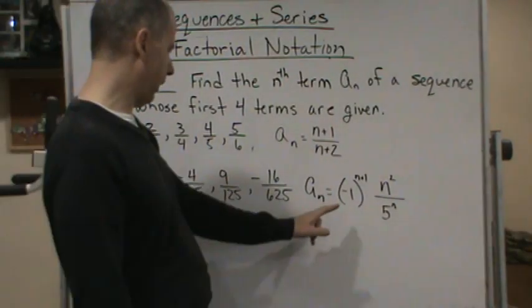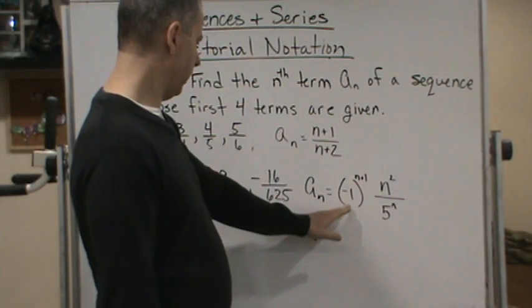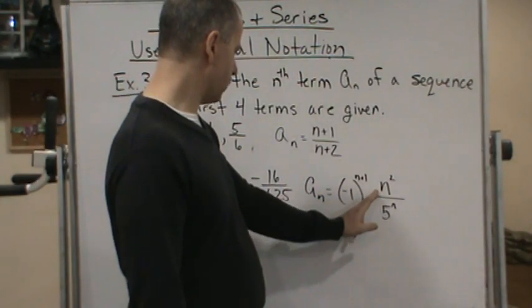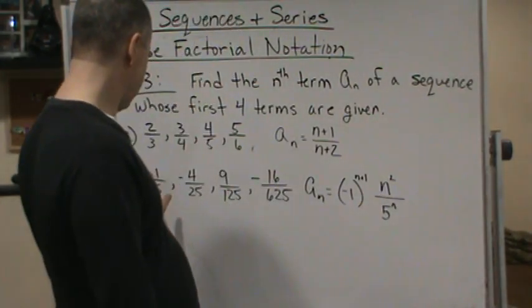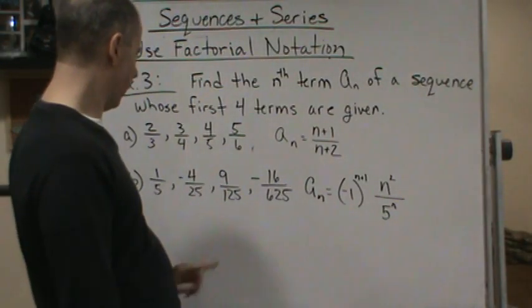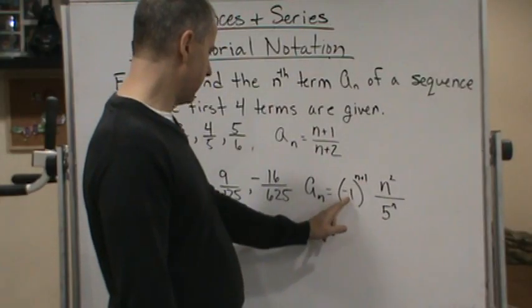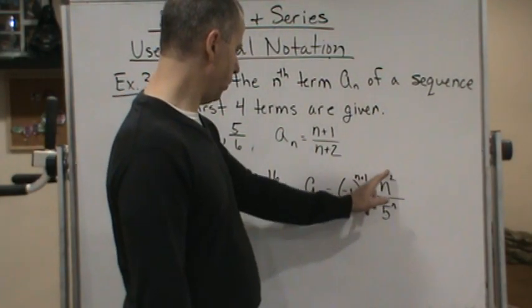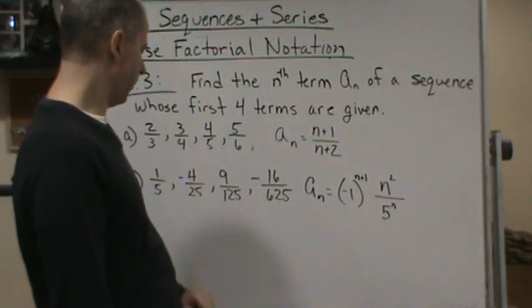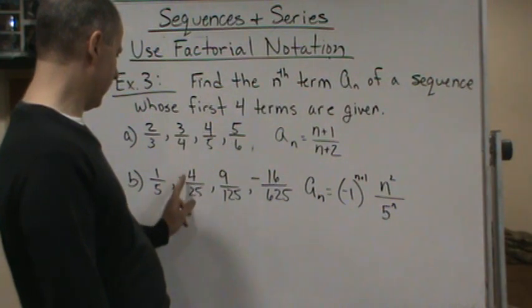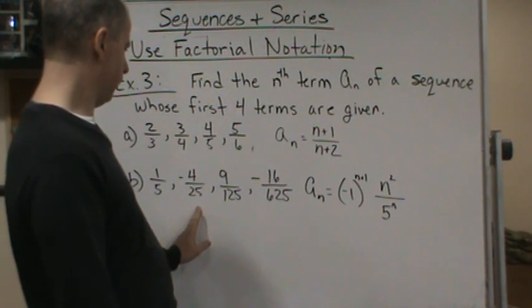And you can double check, right? When n is 1, we get 1. And when n is 1 here, we get 5. When n is 2, we get -1. When n is 2, we get 4. And when n is 2 here, we get 25. So we get -4/25. Okay?